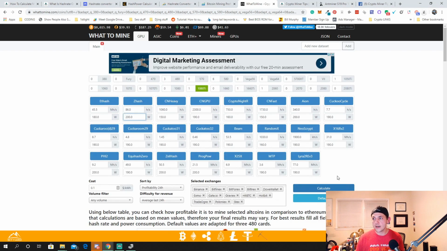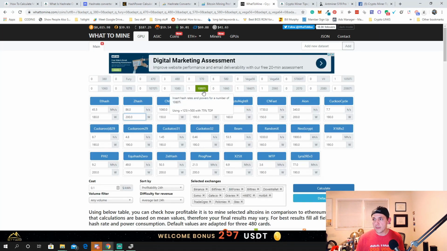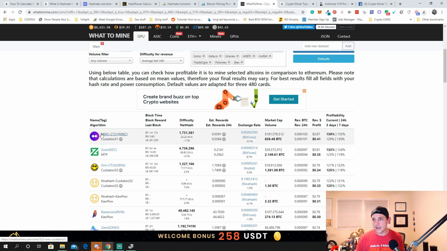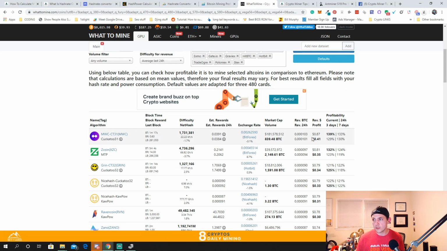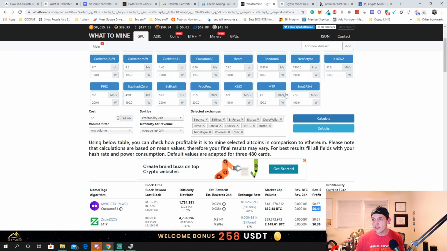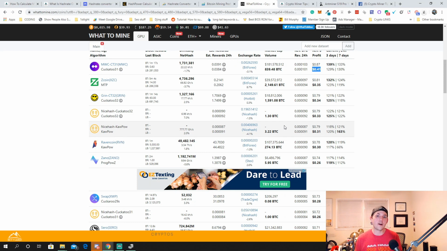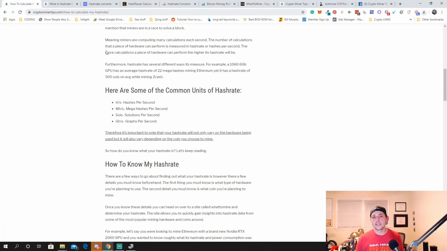Also, once you know what your hash rate is, you can find out the most profitable coin to mine. Based on my 1080 Ti, What2Mine is stating that this Mimblewimble coin is the most profitable coin to mine right now. At a 10 cent electric rate, I would make about 41 cents a day in profit. That's why it's important to understand what your hash rate is, so you can use calculators like this and get a really good overall idea of the best coins to mine for the hardware that you have. Now you might be asking, is there a way to get the exact hash rate of your card?